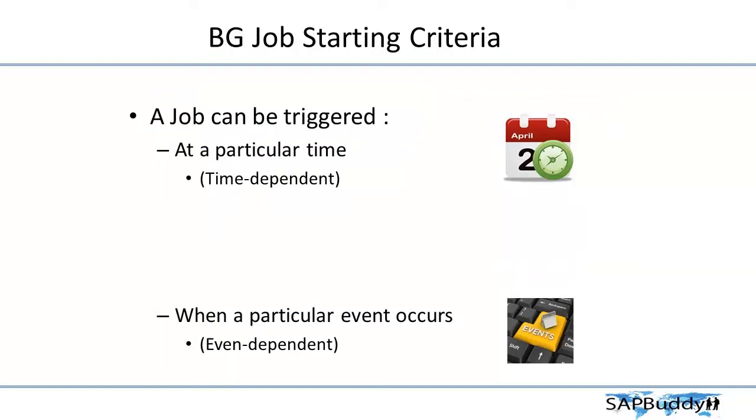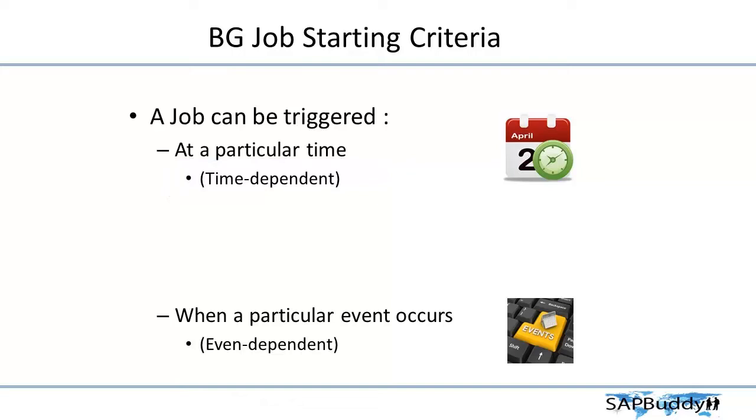Okay, you should already have a question in your mind: how can we start these background jobs? We have two main classifications of starting criteria. The first one is at a particular time, which is called time dependent background jobs. Meaning you can specify that a particular job should be started on this date and at this time. On that date and that time, it will start the particular background job. So it is called time dependent background job.